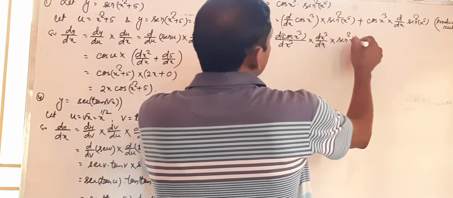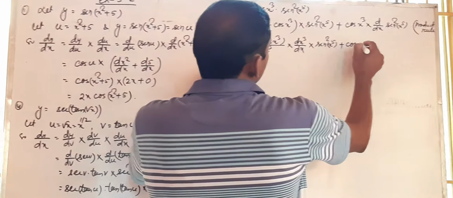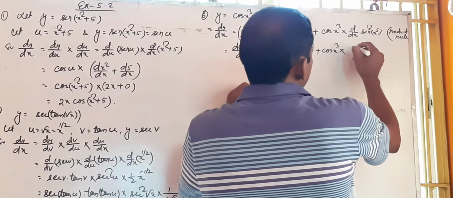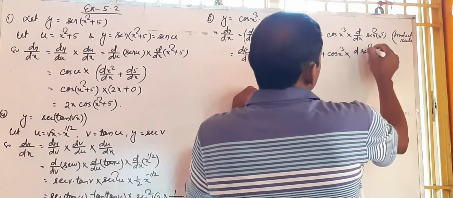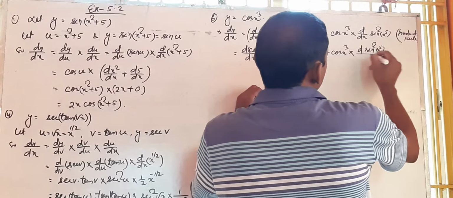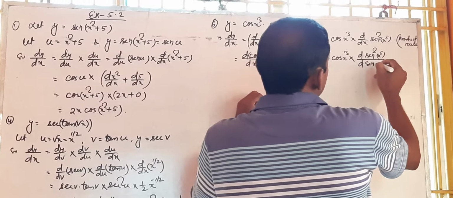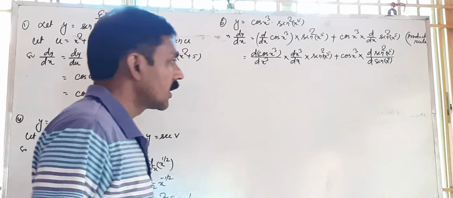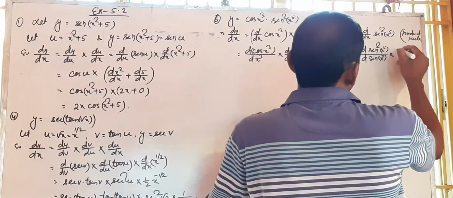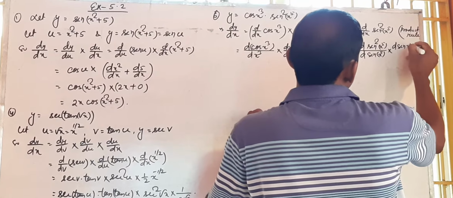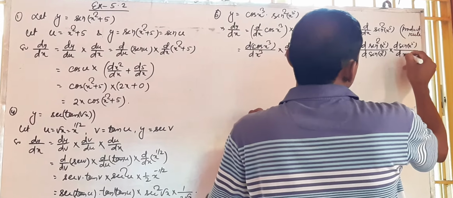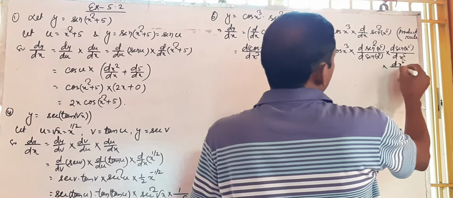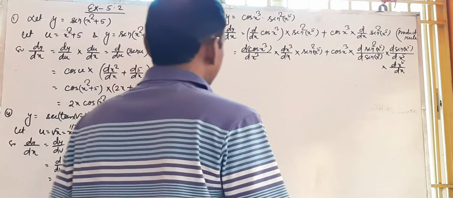square x to the power 5, plus this cos x cube into, again here first the derivative of the whole sin square x to the power 5, but here it will be sin x to the power 5 because your outermost function is a power, into the derivative of sin x to the power 5 with respect to x to the power 5, into the derivative of x to the power 5 with respect to x.